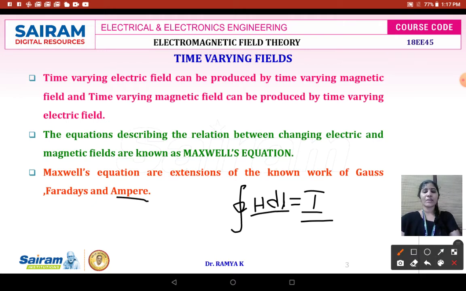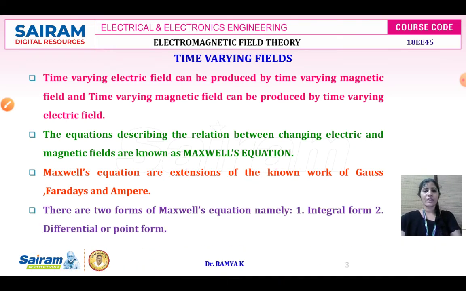So Ampere's law is completely focused only towards your magnetostatics. Gauss's law applies to both your electrostatics as well as your magnetostatics. Faraday's law is a combination of your electrostatics and magnetostatics, where you can change the time varying electric field to time varying magnetic field and time varying magnetic field to time varying electric field. There are two forms of Maxwell's equation. First one is going to be your integral form and the second one is going to be your differential form or point form.